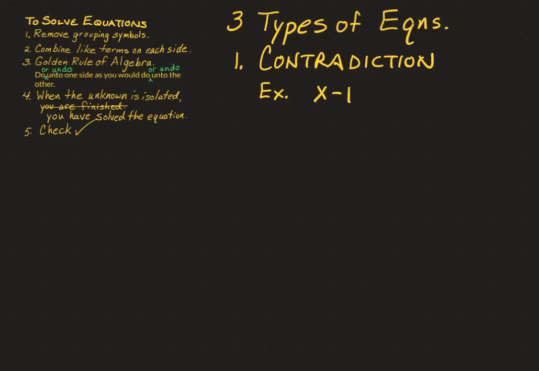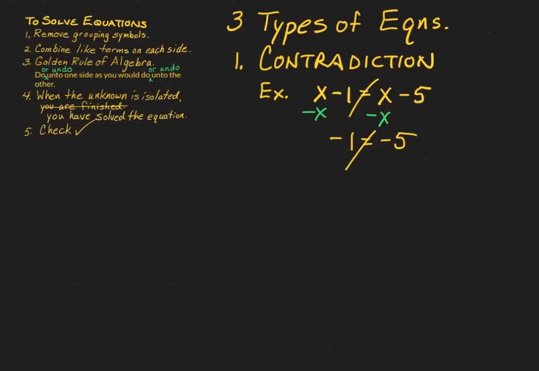x minus 1 is equal to x minus 5. Can you find a number for which that is true? No. If you follow the steps, okay, nothing to combine, like terms on either side. Let's follow the golden rule of algebra. Let's get our x's on the same side. Let's subtract x from this side and subtract x from this side, and we get this, which is blatantly not true. Negative 1 does not equal negative 5.